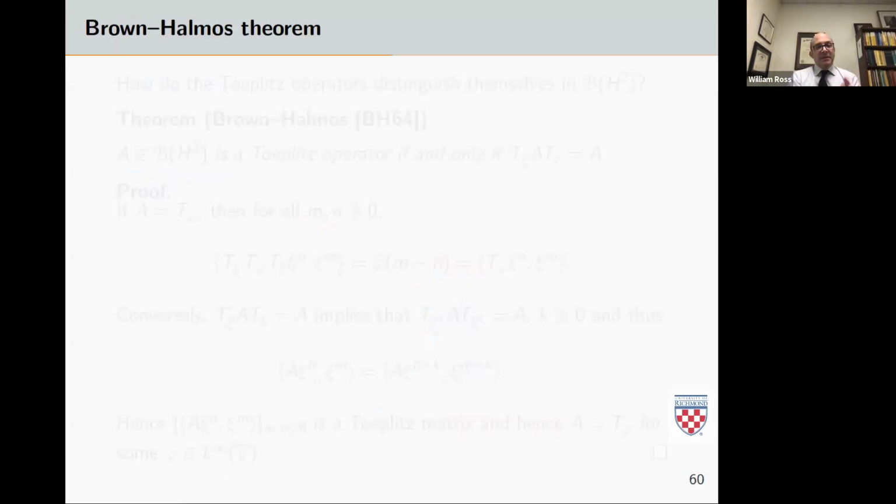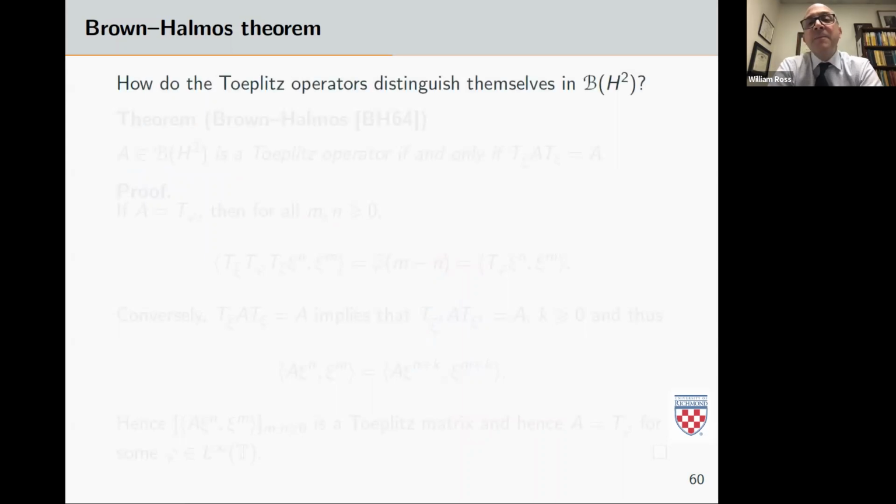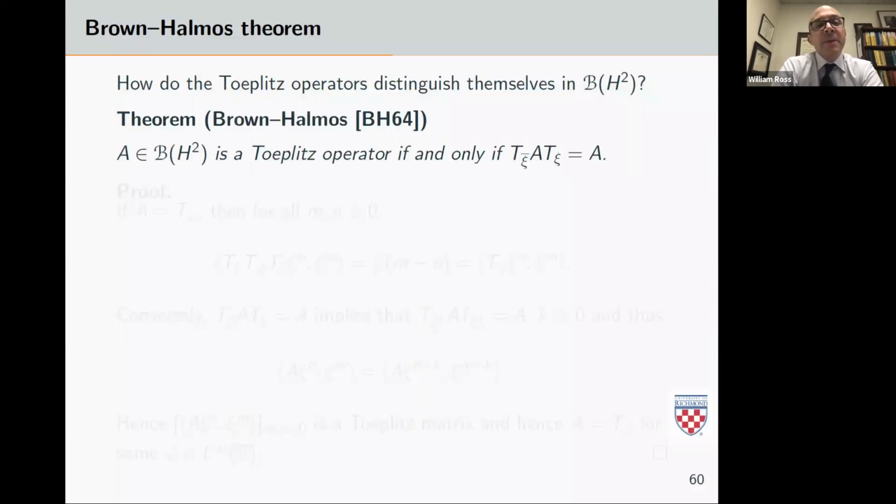All right, the Brown-Halmos theorem is a great tool that combines Toeplitz operators with the shift and the backward shift, and it reinforces this concept that a Toeplitz operator and a Toeplitz matrix are the same thing. So essentially, you can ask, how do Toeplitz operators distinguish themselves in B(H2)? And here's the theorem. You're a Toeplitz operator if and only if you satisfy this operator identity: the backward shift, A, the forward shift has to be A again.